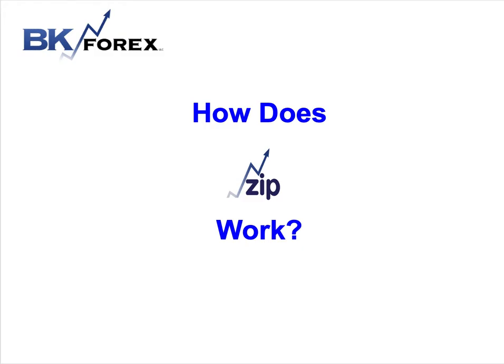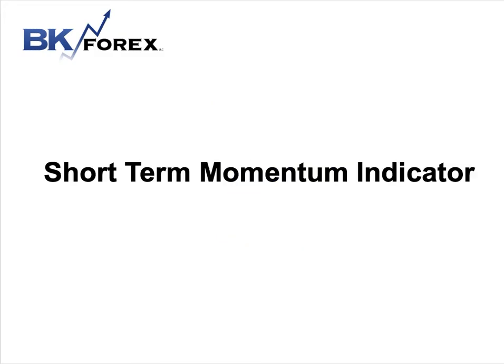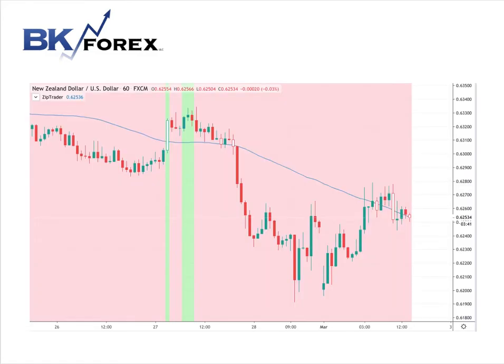The first thing to understand is that ZIP is a short-term momentum indicator. It's a members-only visual tool that we developed here at BK Forex to help us identify trades easily and deliver consistent profits to our members. It's short-term because it uses 1-hour charts. There are two components, the background color and the indicator line.